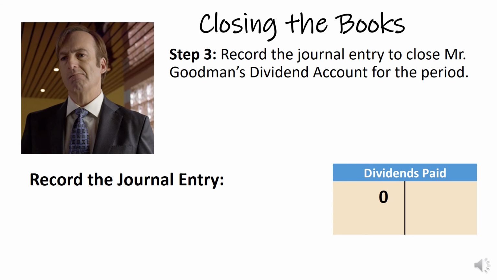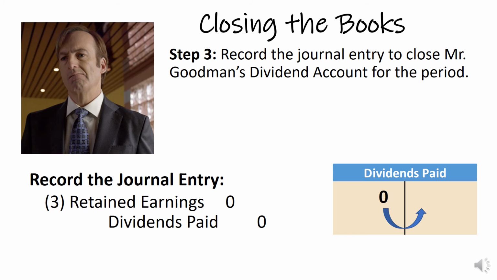A third step would be taken if Mr. Goodman had paid any dividends during the preceding period. In this example, he did not. His dividend paid balance is zero. But had he paid dividends, he would have reversed it by recording a credit to dividends paid and an offsetting debit to retained earnings. But we could skip this process since he didn't pay any dividends this period.